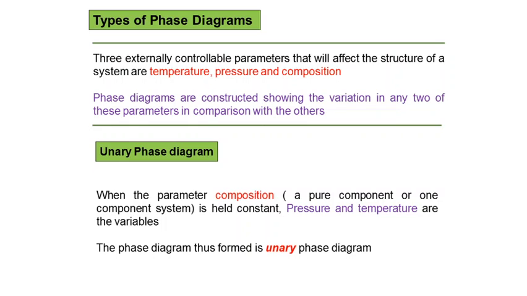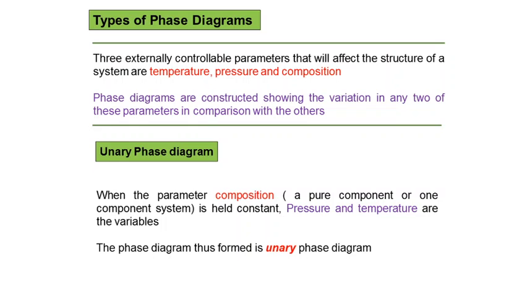When we are classifying phase diagrams, they can be classified based upon the number of components present in them. The types start with unary phase diagram, binary phase diagram, ternary phase diagram and quaternary phase diagram, depending upon the number of components involved. And the main three parameters involved are temperature, pressure and composition.